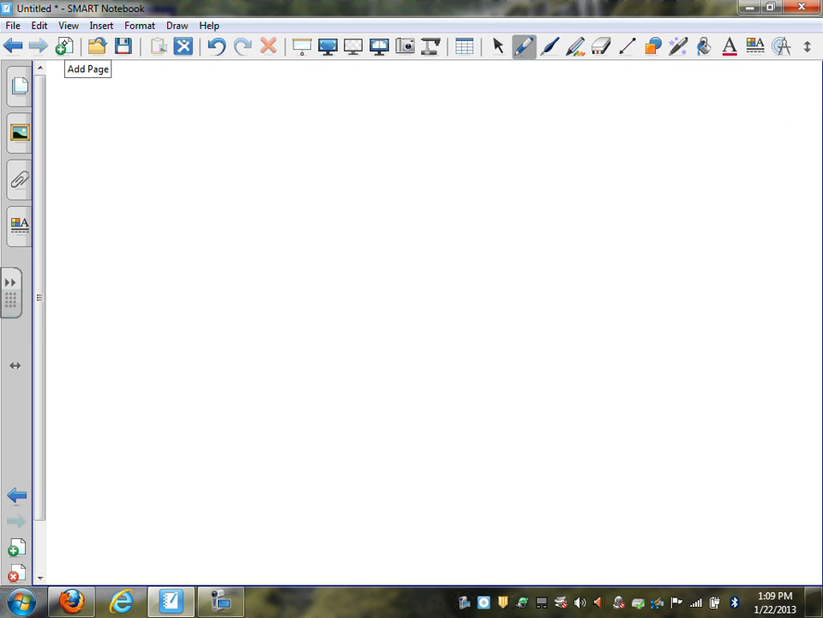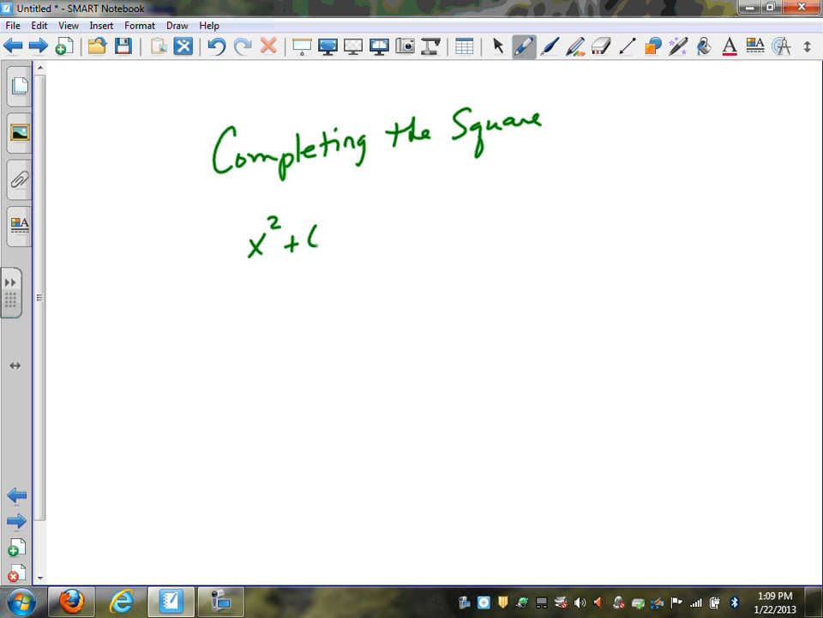So, completing the square. You guys remember completing the square? So if you had x squared plus 6x minus 12 equals 0, could you solve that with completing the square? What is completing the square? Add 12. Okay, you need a complete square.